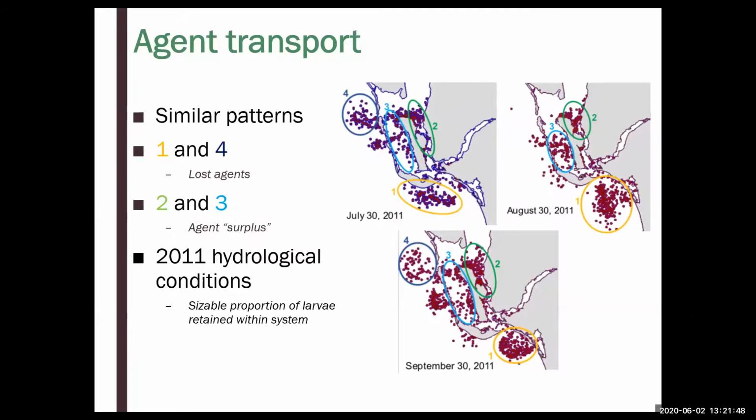And the agents shown in circles 2 and 3, we considered a surplus, because these are agents that were retained within the estuary. However, they did not ultimately settle. So these results indicate that under the 2011 hydrological conditions, which had on average less than 80 cubic meters per second of freshwater inputs from the Caloosahatchee River, a sizable portion of the larvae are retained within the system.